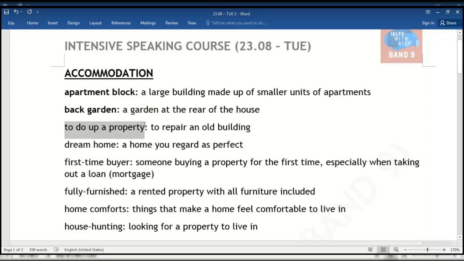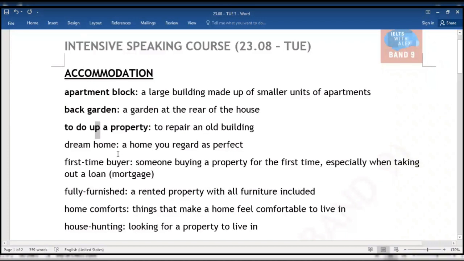Next is to do up a property. In this case, whenever you use the word up, it means to make it better. For example, if you have an average, normal, boring building, you do it up, and now it has a renovation and everything looks really cool. So that's called to do up a property.